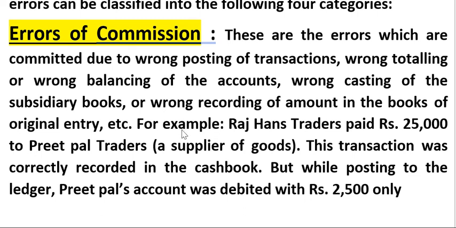I'll take an example here. Raj Hans Traders paid rupees 25,000 to Preet Pal Traders. This transaction was correctly recorded in the cash book, but while posting to the ledger, Preet Pal's account was debited with rupees 2,500 only. So what is the mistake here? He paid 25,000 rupees whereas his account was debited with 2,500 rupees. The amount is wrong here. So this is called error of commission. That means whenever we commit a mistake, meaning wrong posting of a transaction, wrong totaling or wrong balancing, this is called error of commission.